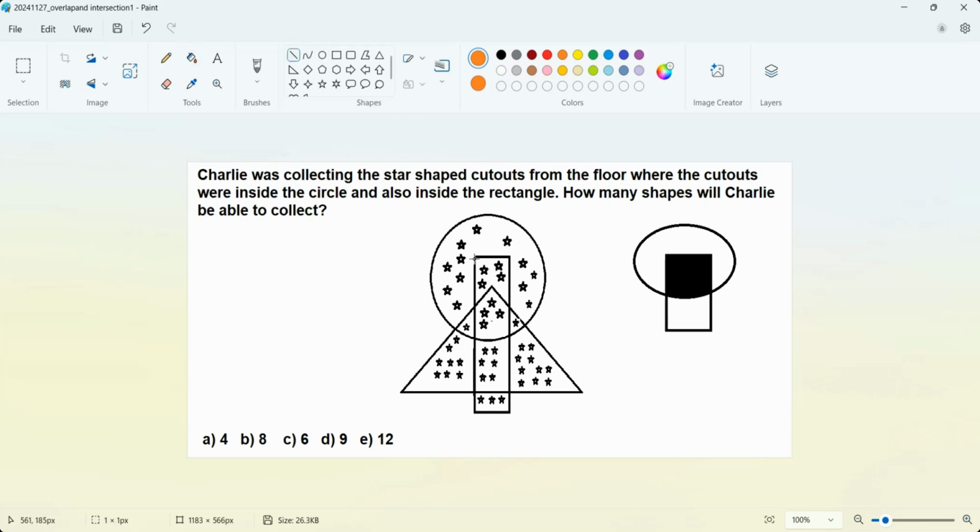So intersecting part here is this. So inside, remember, it's inside the circle and also inside the rectangle. So this is the condition. So for that, we'll mark the intersecting part just like in the other diagram where I shaded it. So this is the intersecting part, and all we have to do is, maybe my drawing is not perfect here, but you understand what is the intersecting part. So 1, 2, 3, 4, 5, 6, 7, 8. So we have 8 of the star-shaped cutouts in this intersecting part. So how many shapes will Charlie be able to collect? So the answer is 8.